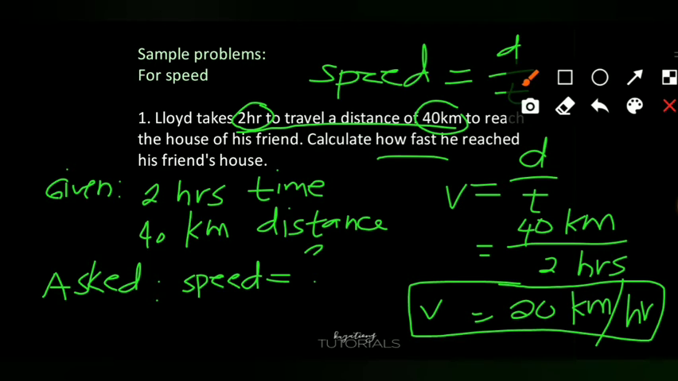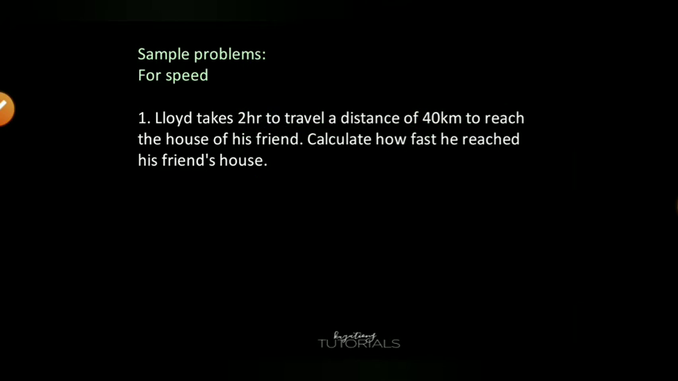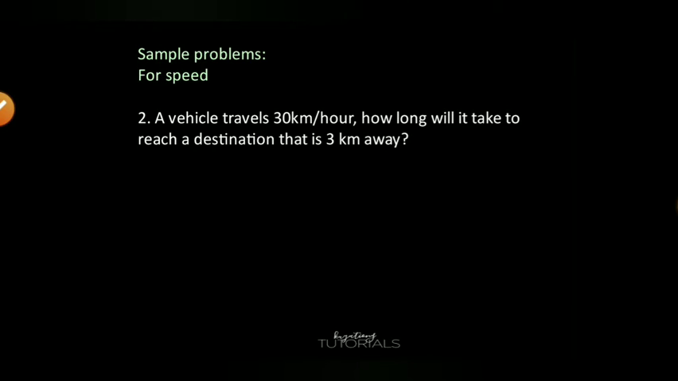Pasabot, 2 hours to travel a distance of 40 kilometers. Pasabot si Lloyd nakaabot siya sa 40 kilometers nga distance in 2 hours tungod kay ang iyang speed is 20 kilometers per hour. Pasabot 20 ka kilometros kada oras. Okay, that is how we calculate speed. Just following the formula nga speed is equal to distance over time. Okay? So now let's go to the second example.